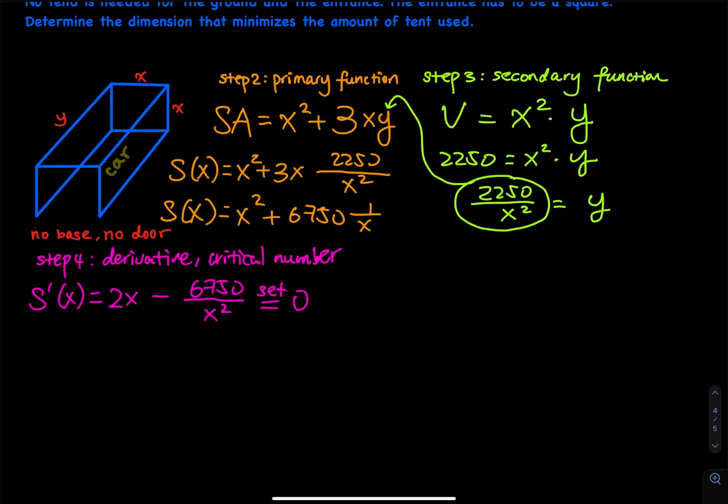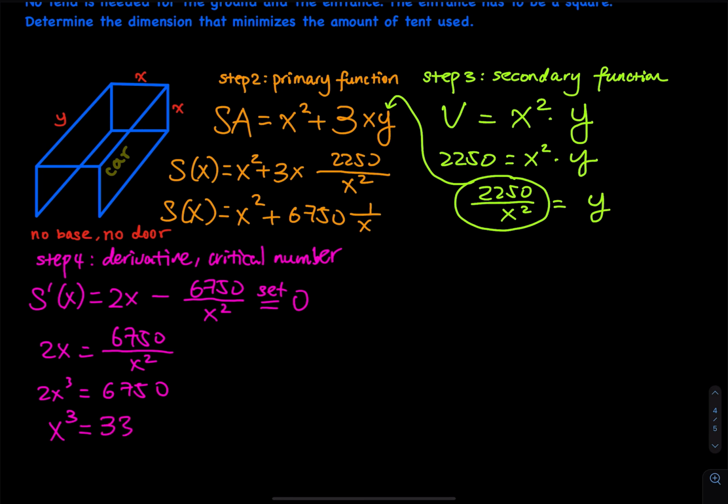Okay, how do you solve for x? So first of all, let's get rid of the minus. So we have 2x equals 6750 divided by x squared, right? And then we multiply x squared on both sides. So we have 2x to the third power equals 6750. And then you divide both sides by 2. x to the third is 6750 divided by 2. That is equal to 3375.